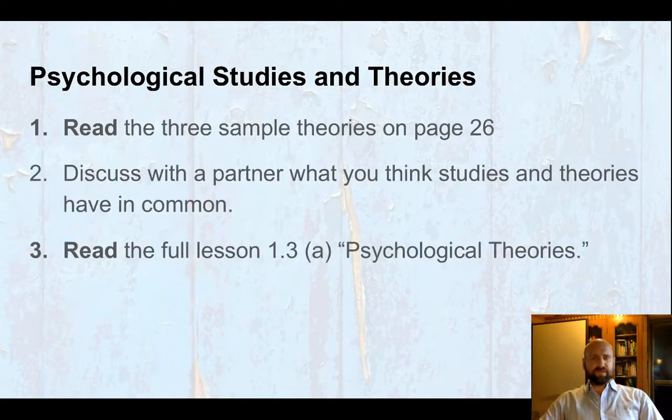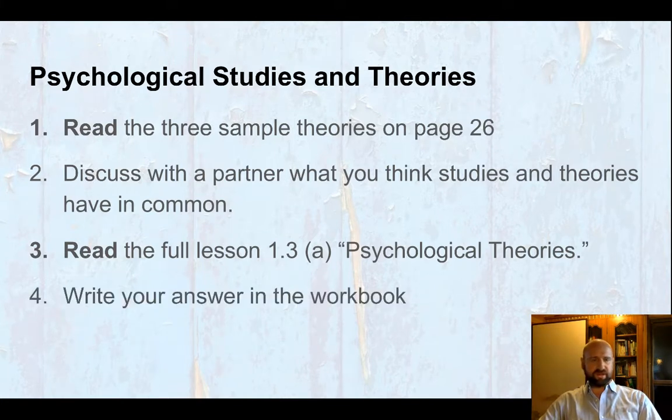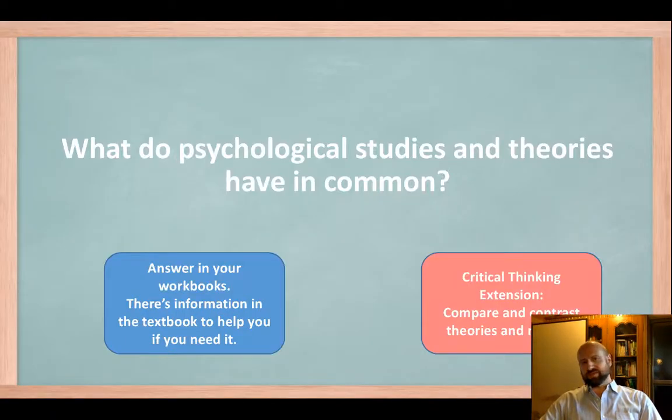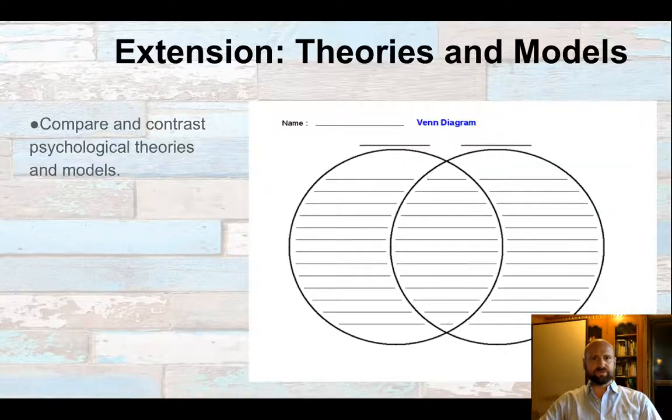Right, so page 26, this is in the textbook. They can talk about what they think they have in common. And then read the full lesson, so you can just be doing some reading and then answer the guiding question in the workbook. And here it is. And then if they finish, there's a critical thinking extension, with space in the workbook. There's a Venn diagram comparing and contrasting theories and models. Again, this is an extension because I don't think it's absolutely essential to be covering that at this stage in the course, but it's a good extending activity for students. That's the compare and contrast of theories and models.